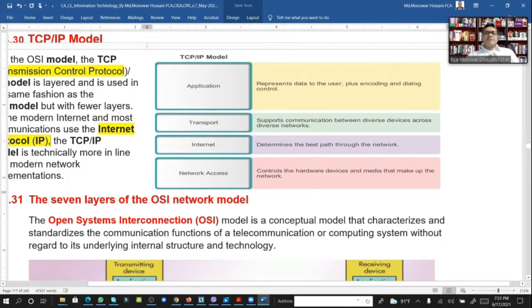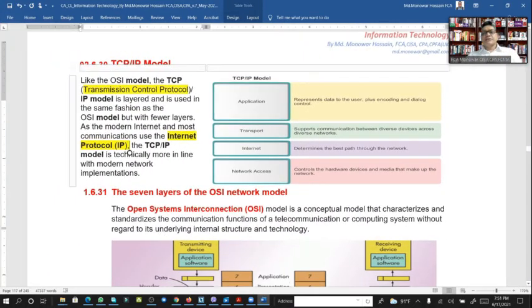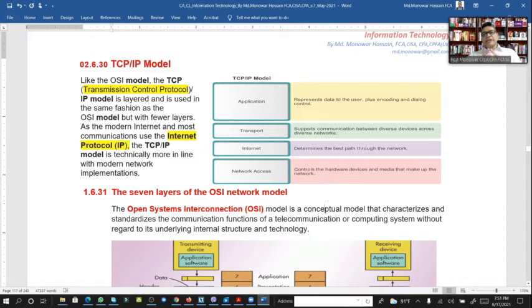Now if we see, first the application layer represents data to the user plus encoding and decoding control. Transport supports communication between devices across the network. Internet determines the best path through the network. And network access controls the hardware devices and media that make up the network.